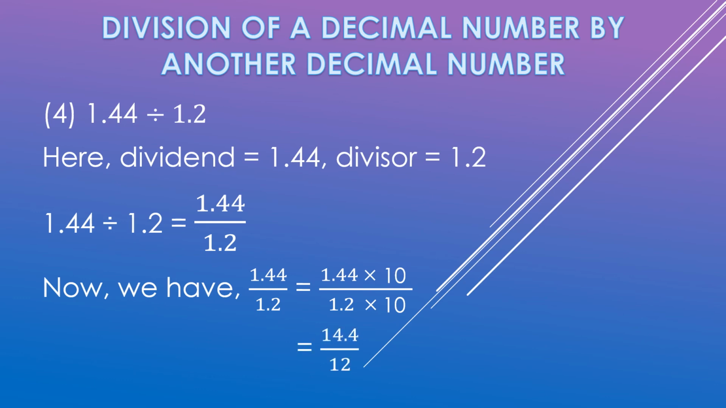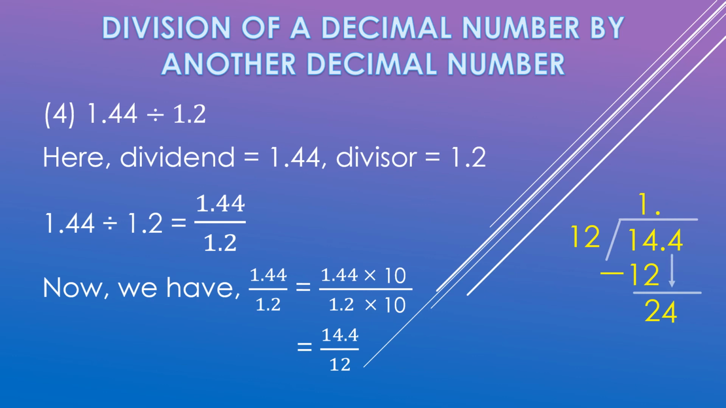Now divide 14.4 by 12. How many times? One time, because 12 ones are 12. So write 1 in quotient above the line and subtract 14 minus 12, we get 2. After 14 there is a decimal point, so write decimal point as it is in quotient above the line. Now bring down the next digit 4 and divide 24 by 12.